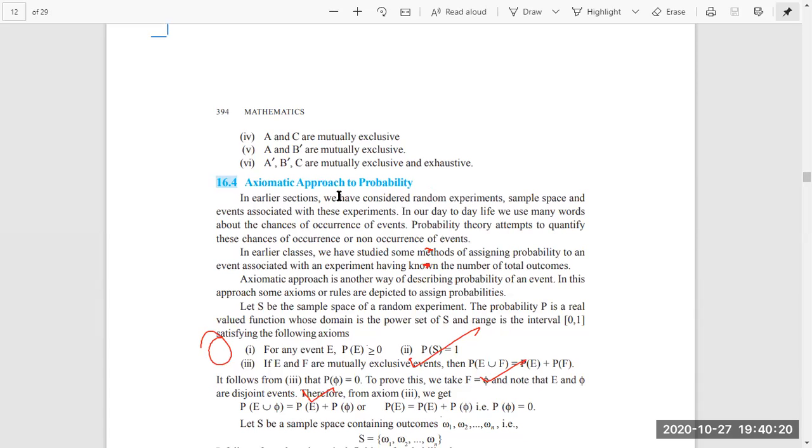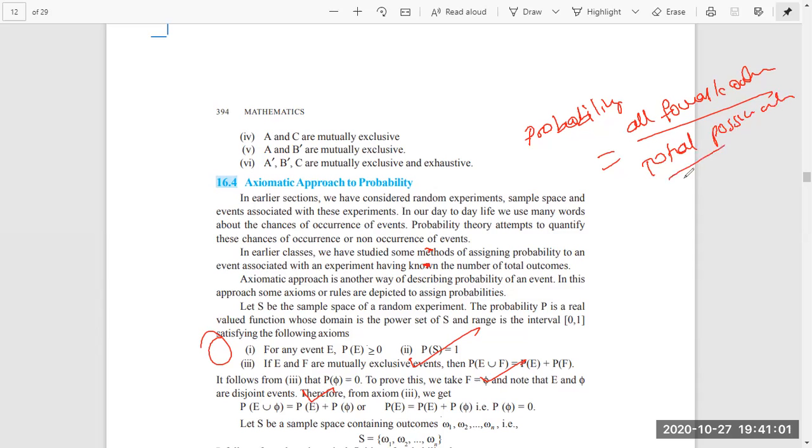So there are different approaches to probability. First of all, what is probability? Till now we discussed events and sample space. Probability is nothing but the likeliness of an event: all favorable outcomes, or the points in the event, divided by the total possible outcomes, or total outcomes in the sample space, right?